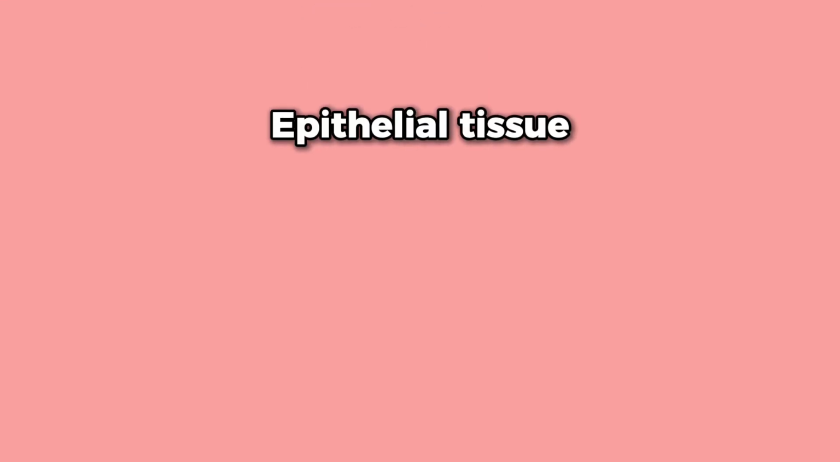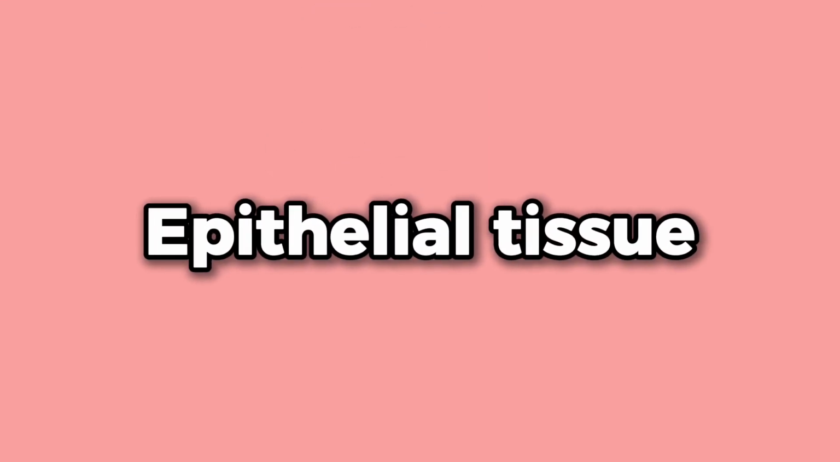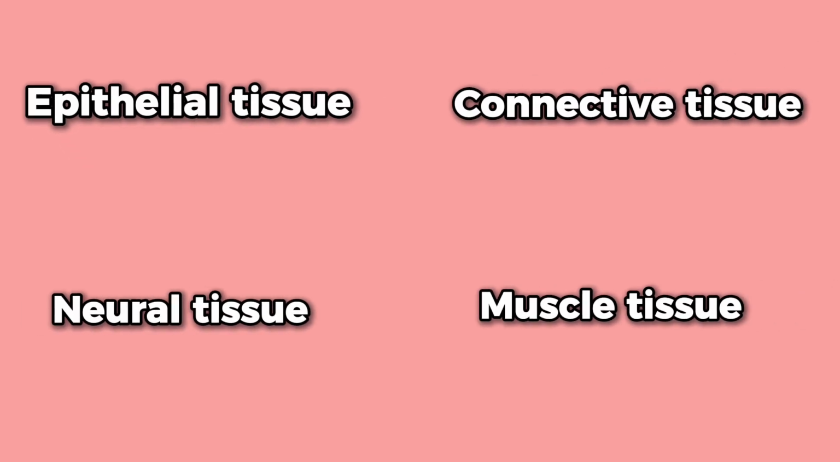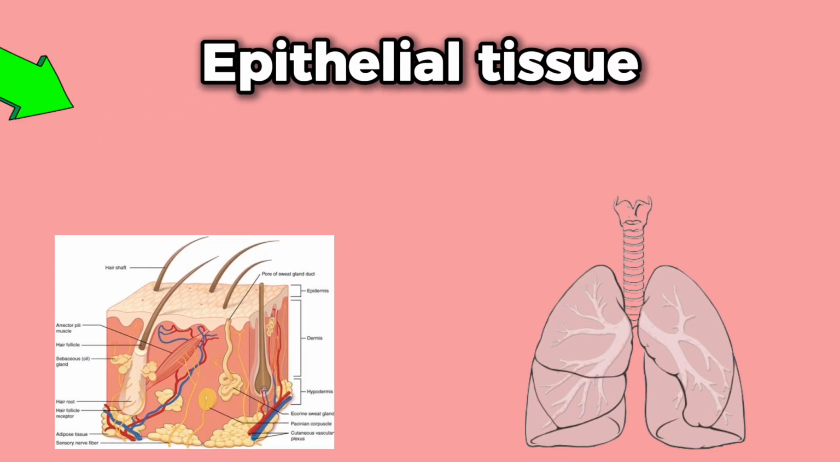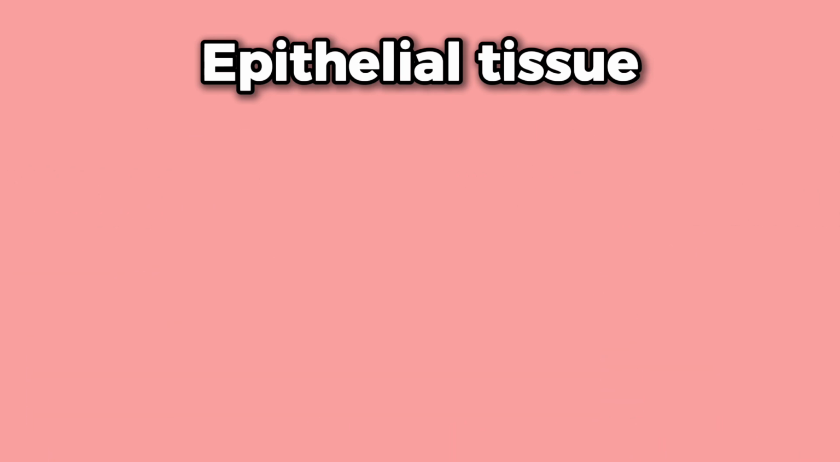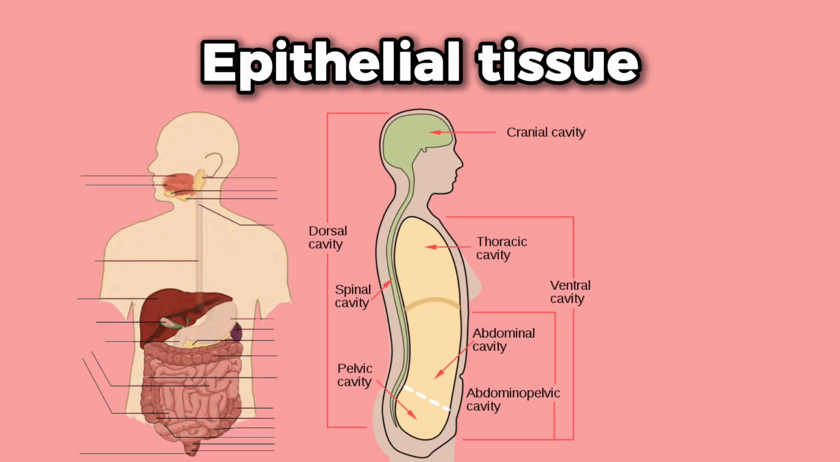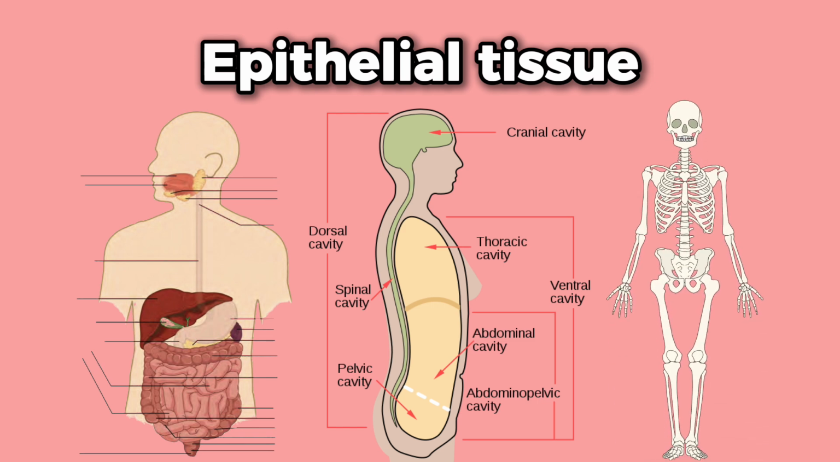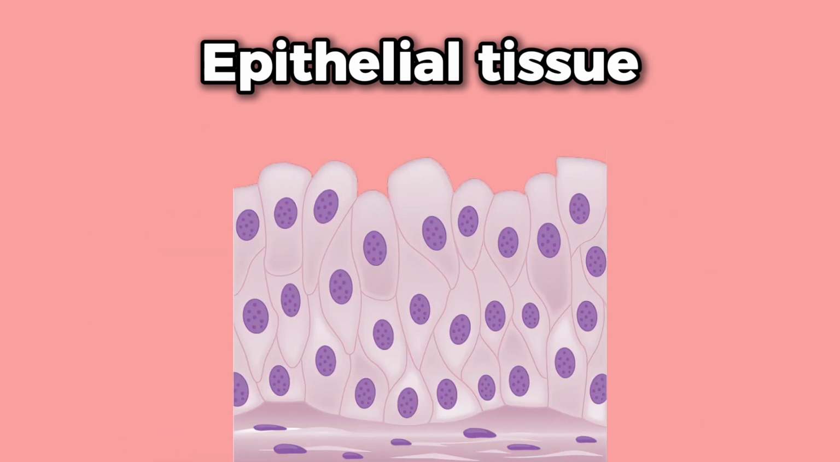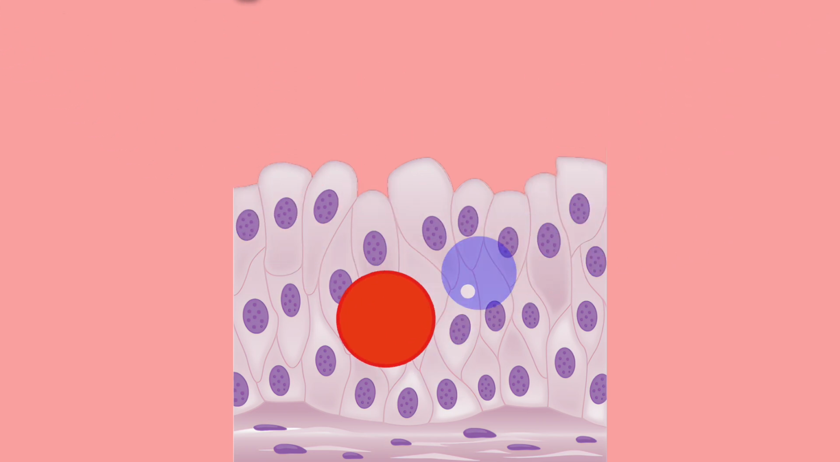Now, let's learn about epithelial tissues. Epithelial tissue is one of the 4 main types of tissue in the body. It covers the body's surfaces, both inside and out, and forms the lining of internal organs, cavities, and structures. Epithelial tissue serves several essential functions, including protection, absorption, secretion, and filtration.